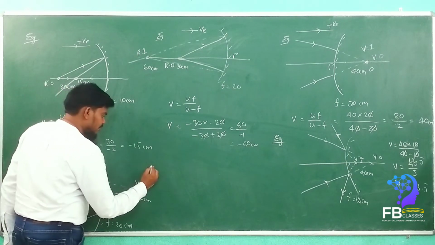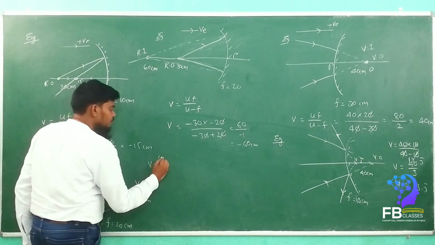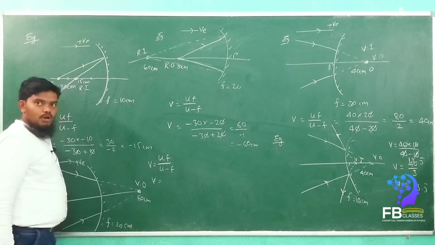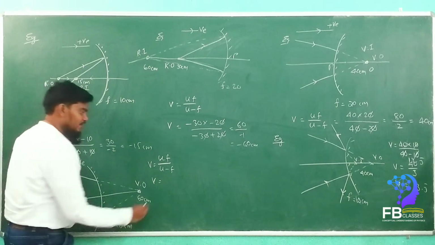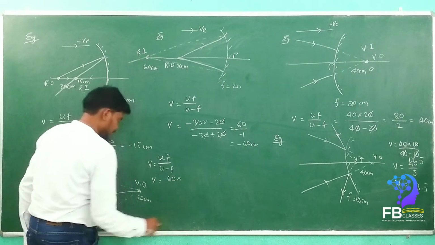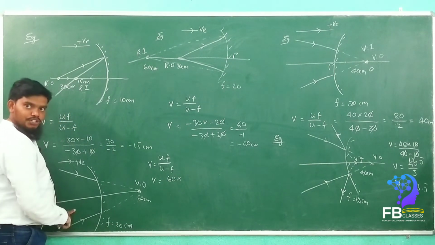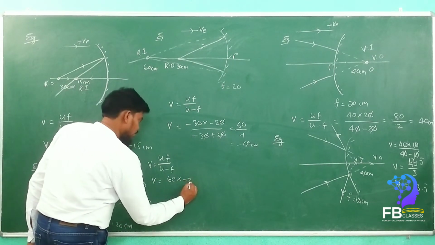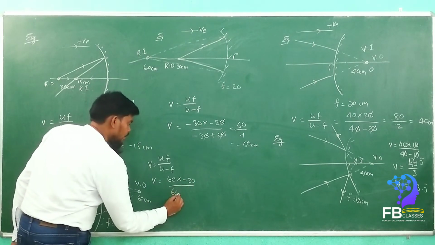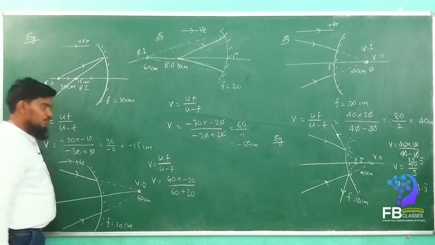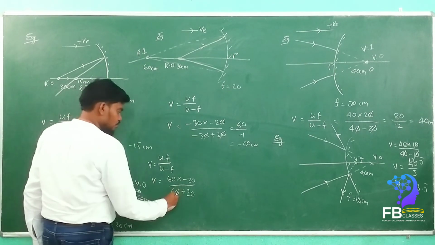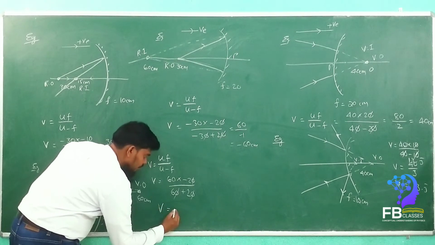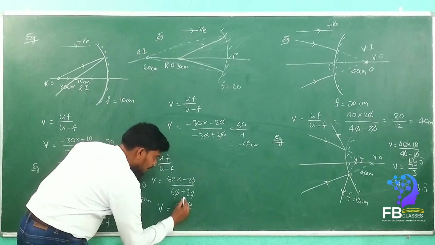Now V is equal to how much? V is equal to UF upon U minus F. U is a positive value, very good. 60 into F. Is F positive or negative? Negative. So it will come as minus 20 upon 60 minus of minus, plus 20. So the zeros get cancelled, and V is equal to minus 120 upon 8.